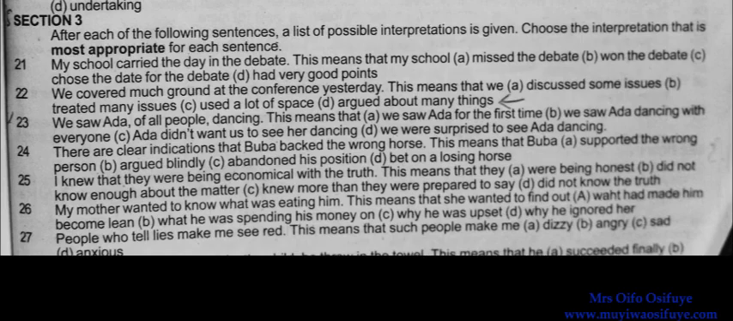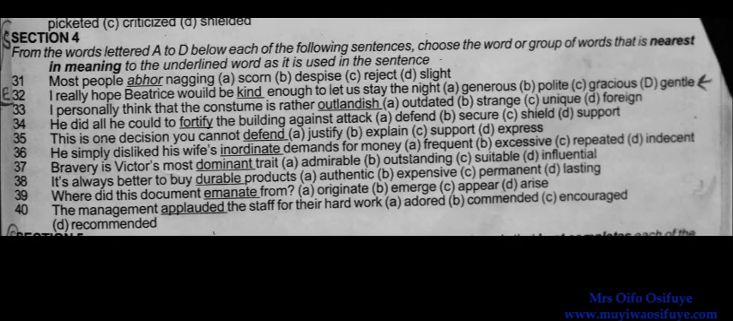Now let's go to section 4. For section 4, the instruction reads: from the words lettered A to D below each of the following sentences, choose the word or group of words that is nearest in meaning to the underlined word as it is used in the sentence.